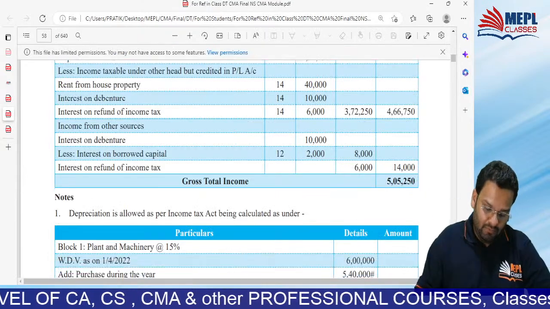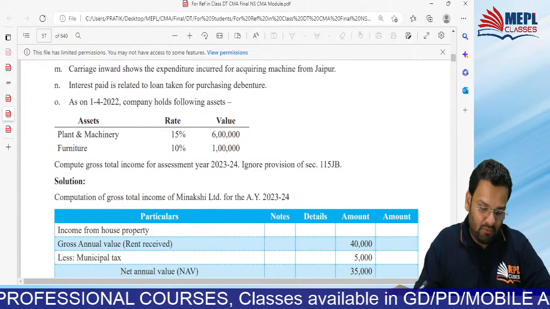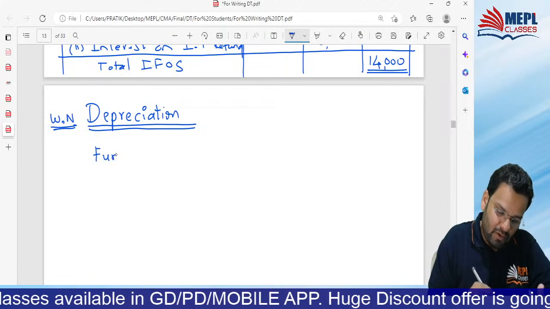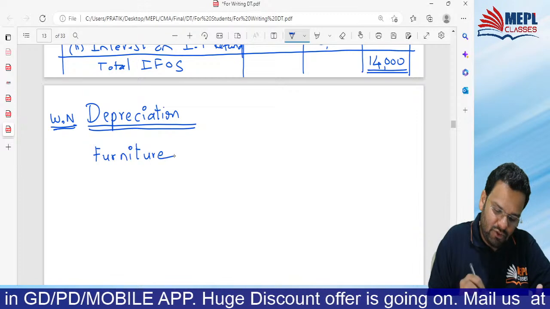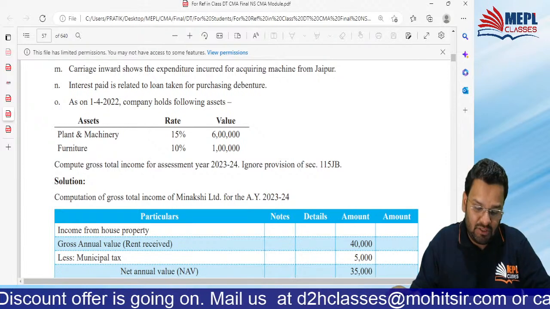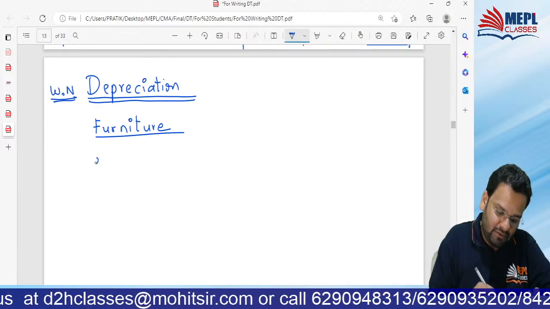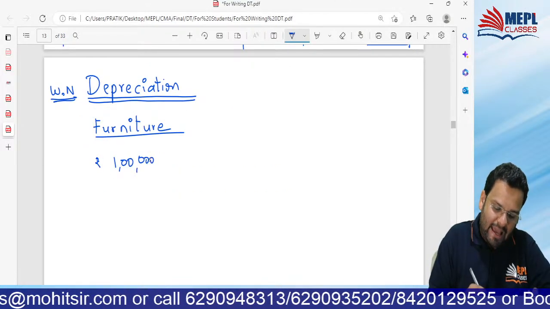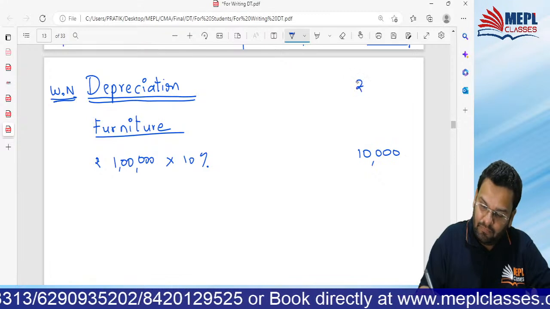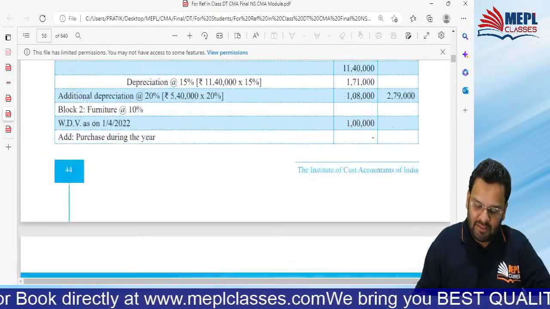Now you have got how many blocks? Check. Plant and machine you have got, and furniture you have got. So let's do step by step. I think on furniture, it's very straightforward. There is no other adjustment in furniture. Furniture was for 1 lakh. On 1 lakh, you provide at 10%. So 1 lakh into 10%, you will get 10,000. Agreed? Did you all get depreciation on furniture as 10,000 rupees?